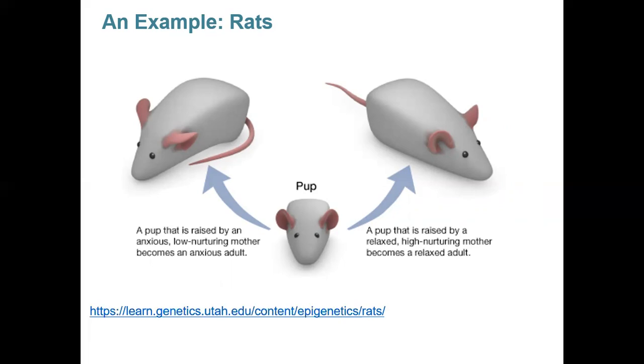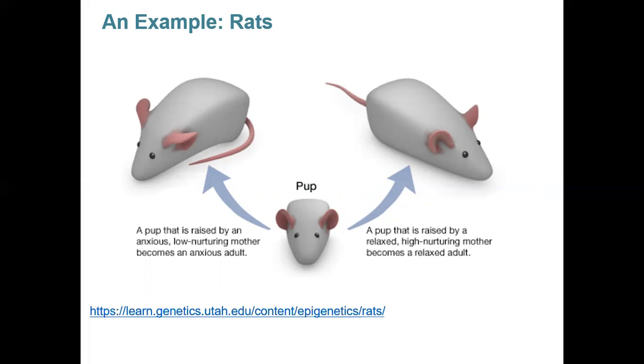And we know that this is not genetics, because whether the pup grows up to be anxious or relaxed depends on the mother that raises it, not the mother that gives birth to it. And the researchers found that different sets of genes were active in the stressed pups versus in the relaxed pups. This shows that the epigenome changes with an organism's environment. This adaptation of the epigenome is actually really important because it prepares the pups for a future environment.